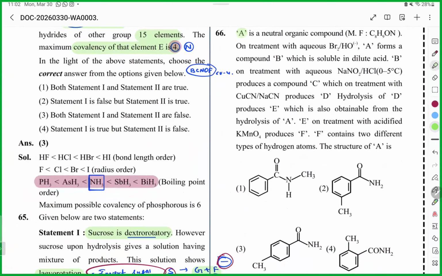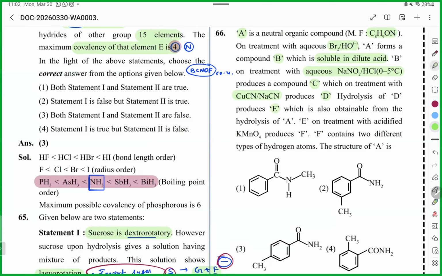Look at this question. A is a neutral organic compound. Molecular formula this. On treating with bromine water, A will form B compound which is soluble in dilute acid. Soluble in acid, it means it should be base. Correct? B on treating with NaNO2 HCl at 0-5 degrees, diazotization will produce C. With copper cyanide and NaCN, Sandmeyer reaction, produce D, like cyanobenzene. Hydrolysis of cyanobenzene produces A.